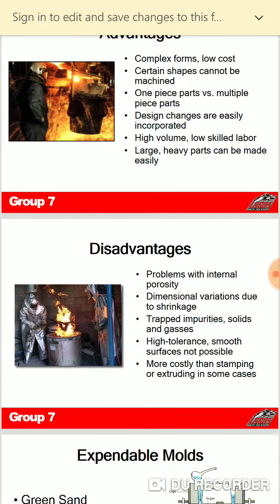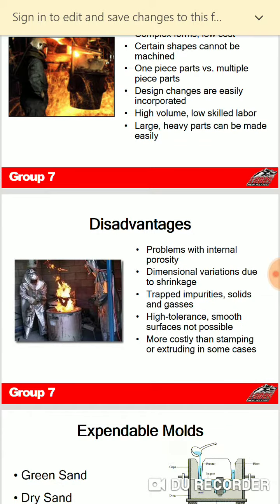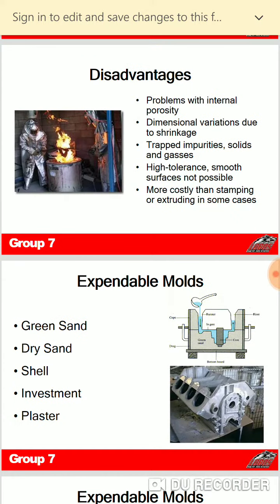So the disadvantages are problems with internal porosity, dimensional variations due to shrinkage. If the model is not exactly the perfect shape, we may have dimensional variations due to shrinkage. And then trapped impurities, solids and gases. High tolerance, smooth surface not possible, more costly than stamping or extruding in some cases.